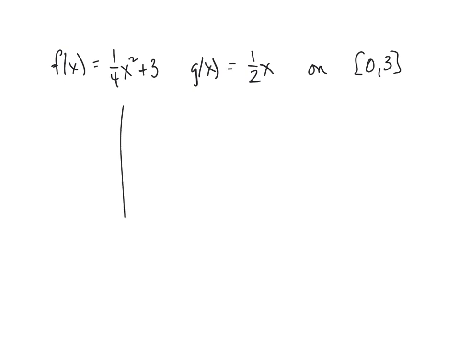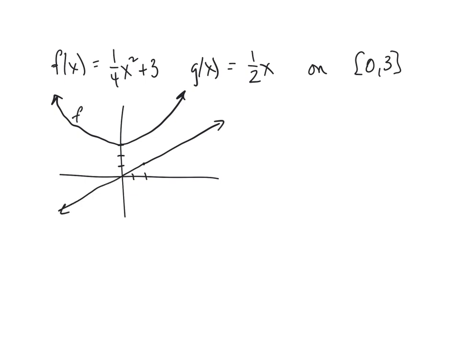So the first thing we're going to need to do is always get a decent graph of our problem. So the first function f is a parabola that starts 3 up from the origin, a little wider than normal because of the 1/4 coefficient. g of x is a straight line that goes through 0 and has a slope of 1/2. And so our two functions, then, f and g. And then what we're going to do is find the area between the curves from 0 to 3. So we're going to be searching for this area.